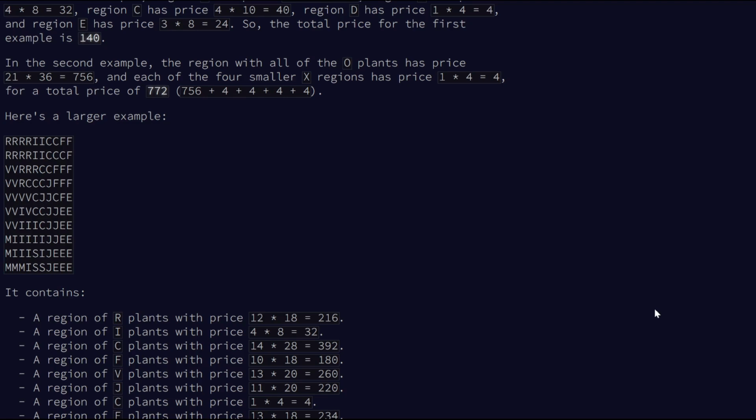I think that computing a region, I guess we want a region to be a set of plots, and I think we want our entire, what do they call this, garden, to be turned into a set of regions.